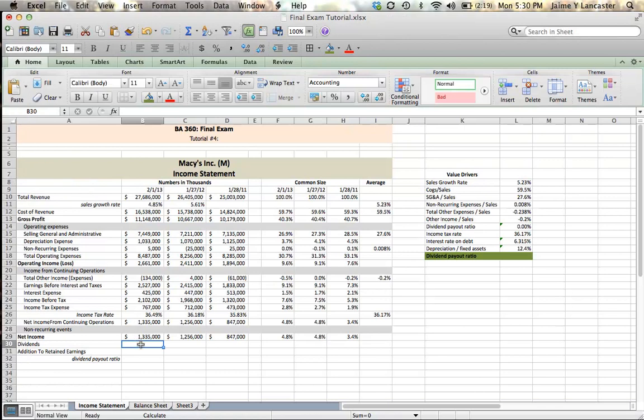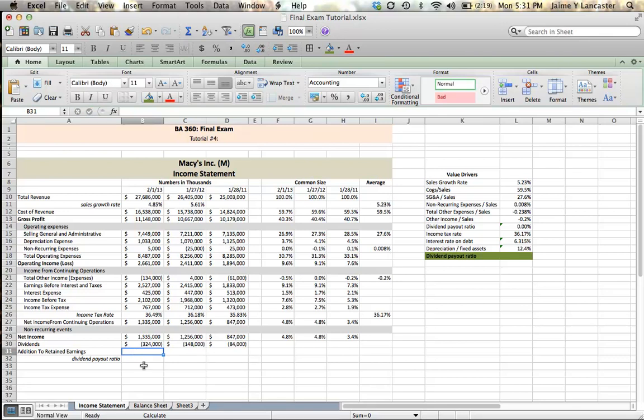So my dividends paid are going to be, I'm entering them as a negative number, although you don't actually have to, 324,000, and then 148,000, and then 84,000.